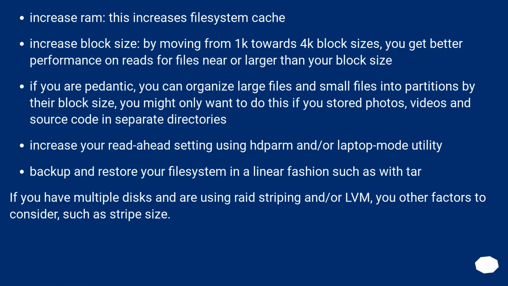Increase RAM. This increases file system cache. Increase block size. By moving from 1K towards 4K block sizes, you get better performance on reads for files near or larger than your block size. If you are pedantic, you can organize large files and small files into partitions by their block size. You might only want to do this if you stored photos, videos and source code in separate directories.